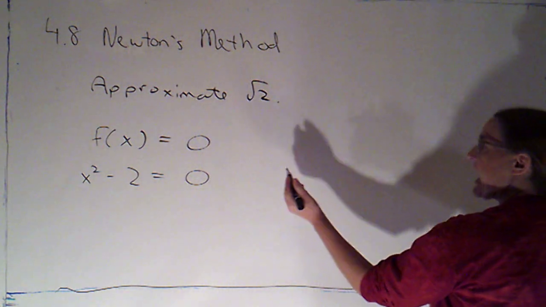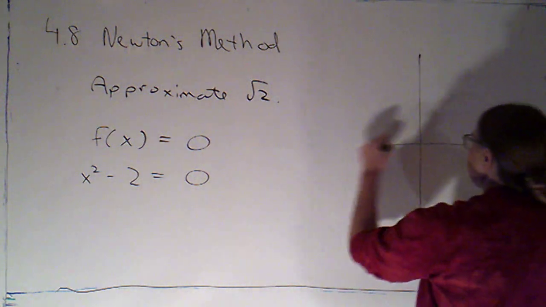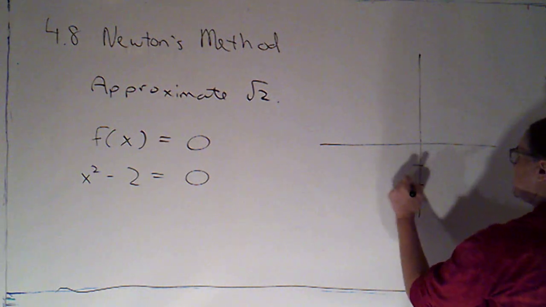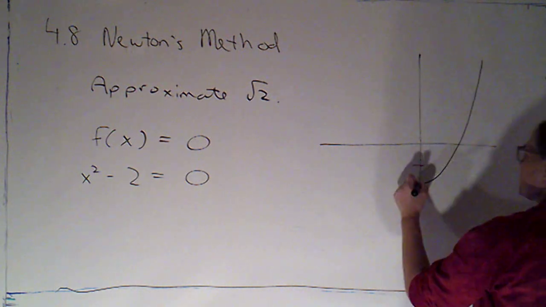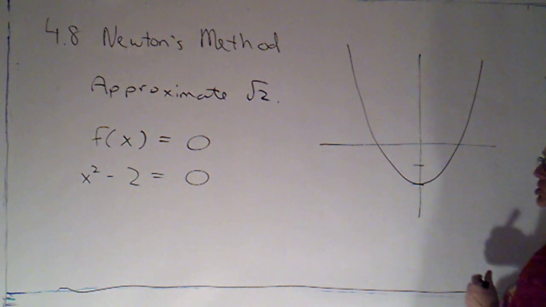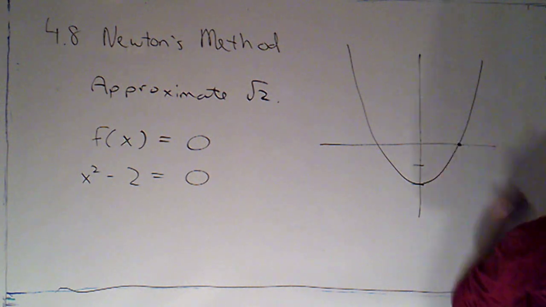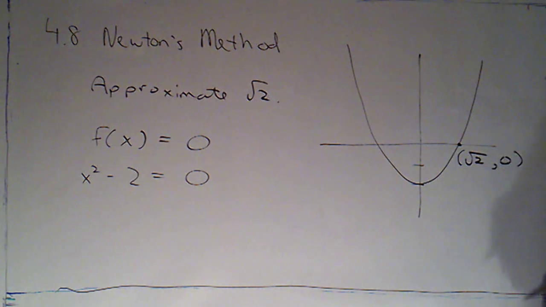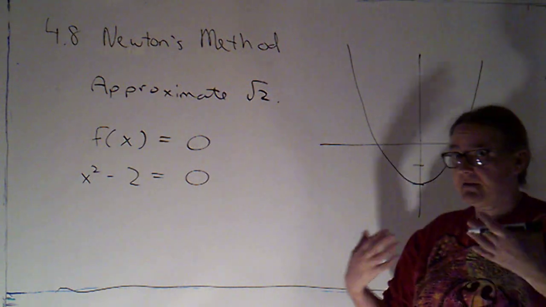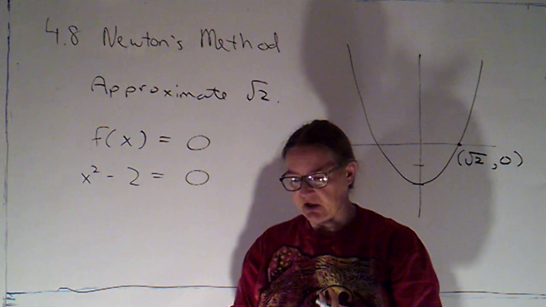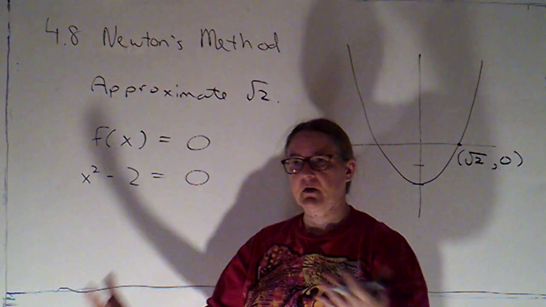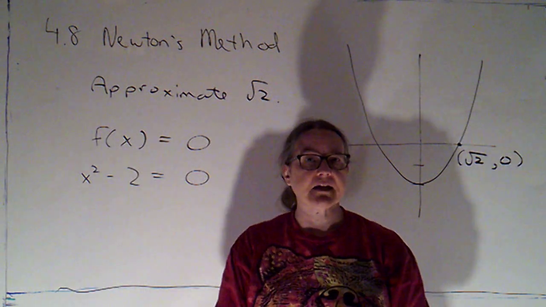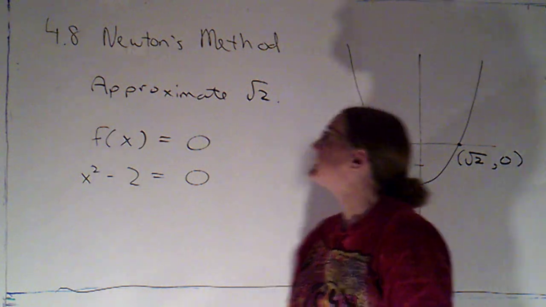So if I were to graph this, f of x equals x squared minus 2 is just a parabola that's been translated down 2, and I know that right here, that point is at (root 2, 0). And I want to just try to get a decimal approximation of that. Now, of course, these days we've got technology, so I could just plug it into a calculator, or go to a computer, and get a decimal approximation very, very easily.